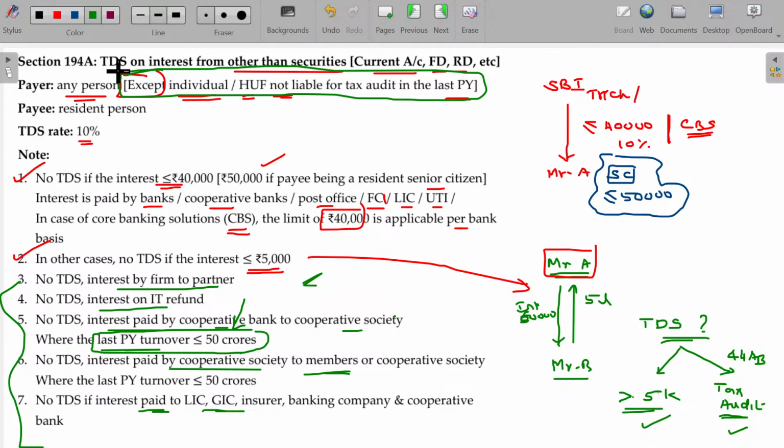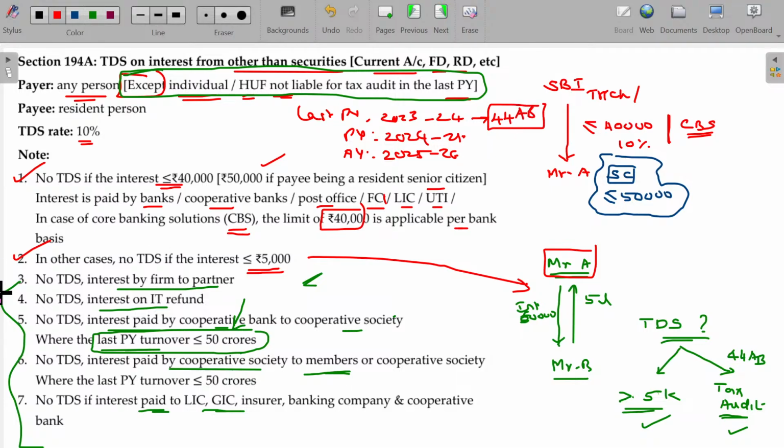Will it be applicable for individual and HUF? Yes, applicable, provided that the individual and HUF should fall under this one. What's that? Tax audit. When? Last previous year, not the previous year. The previous year may be the assessment year, current assessment year being 2025-26, previous year being 2024-25, last previous year being 23-24. In this year, if he has filed the return as per section 44AB after the audit, then only this is applicable, not the previous year. Prior to the previous year matters. Okay, last previous year.